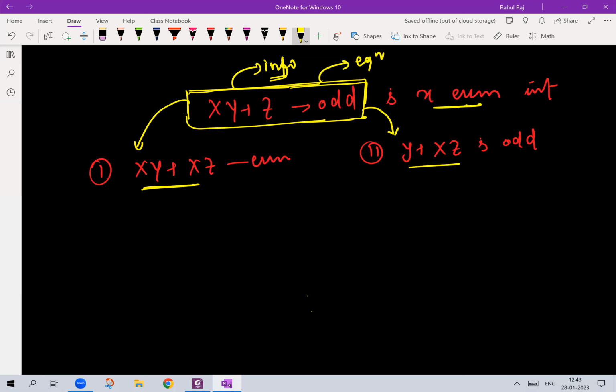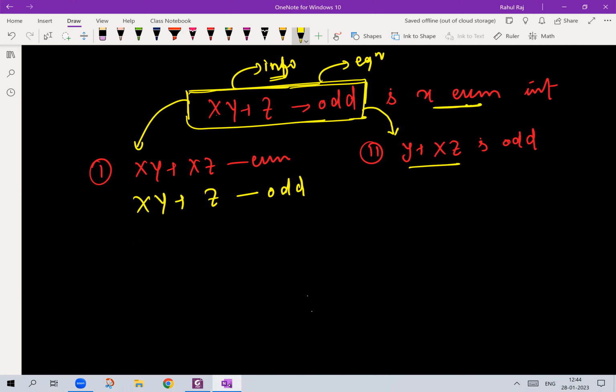Statement number 1 is in terms of equation. And I'm 100% sure that I have to use this particular information. This is not to beautify the question for sure. So how do you exactly go ahead? I'll simply use this equation with the statement number 1. What is given to me? xy plus z is odd. This is given to me in the information.